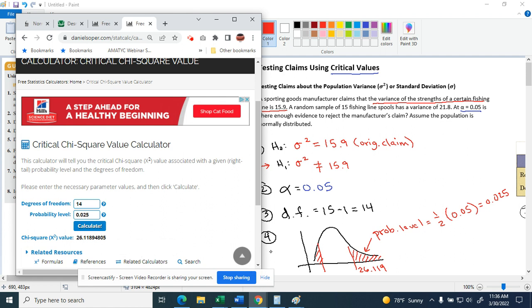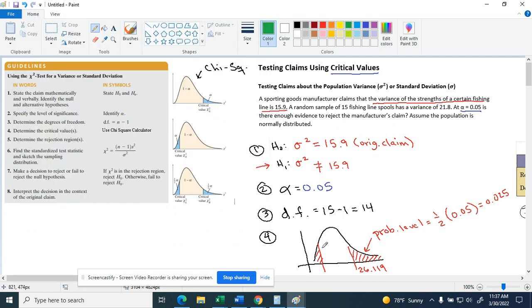And keep in mind this calculator is always working when it's shaded to the right. So for the probability level, you have to be careful what number you type in there. The degrees of freedom is still 14, like we got in step 3. But we need to figure out how much is shaded to the right of this mark. So I need to find out how much is shaded here, in green.